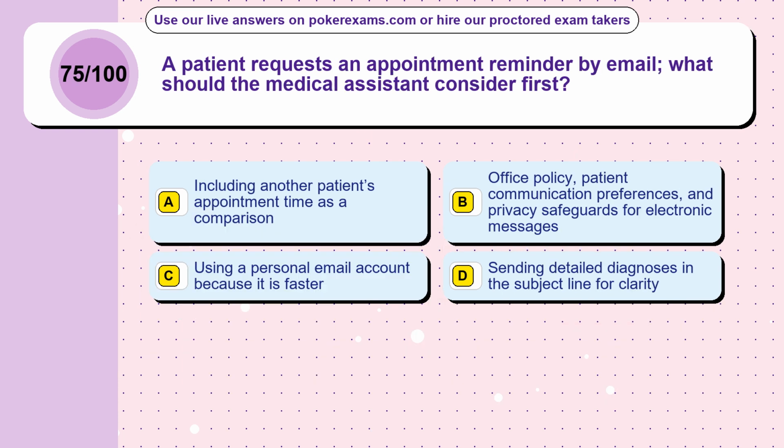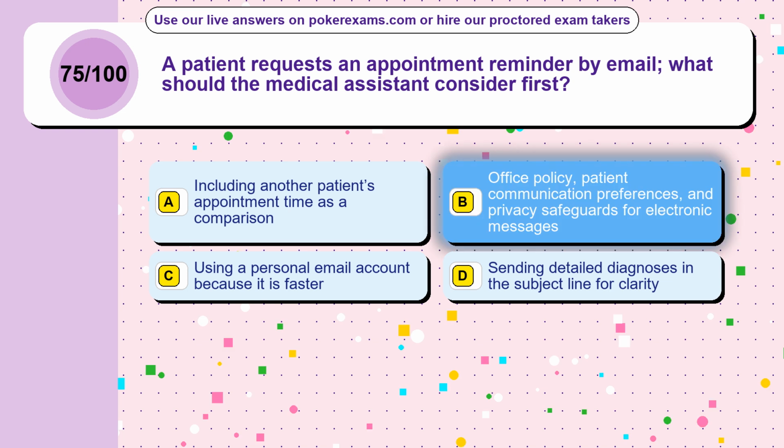Question 75. A patient requests an appointment reminder by email. What should the medical assistant consider first? Option A. Including another patient's appointment time as a comparison. Option B. Office policy, patient communication preferences, and privacy safeguards for electronic messages. Option C. Using a personal email account because it is faster. Option D. Sending detailed diagnoses in the subject line for clarity.